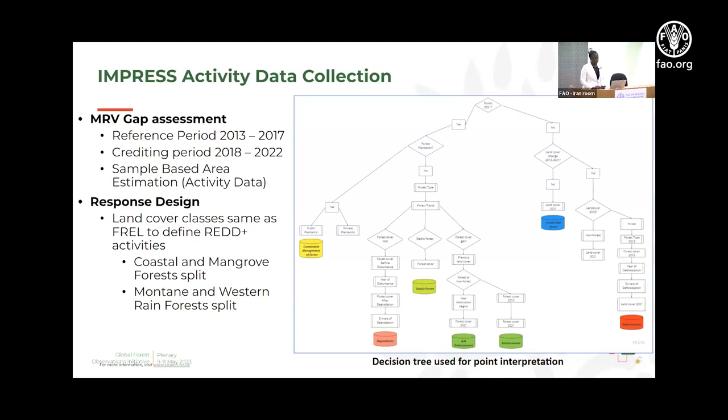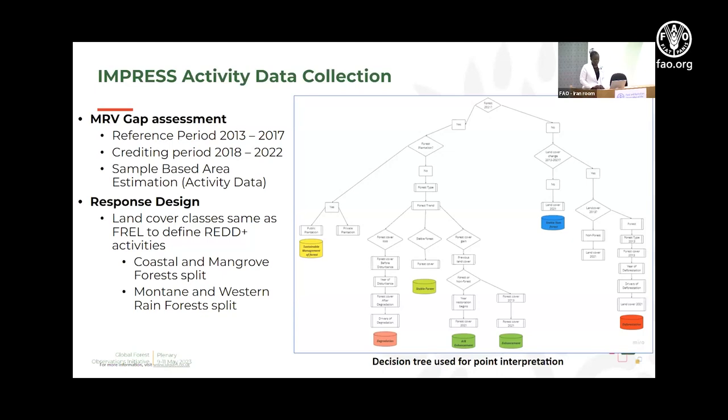And then under the response design, we maintained the land cover classes that we reported on the former FRL, but then there was also a recommendation by the technical assessment team that we needed to separate one of our forest strata, that is the coastal and mangrove that we had combined together. We needed to separate the coastal alone and the mangroves alone, because there was a feeling that the emission factors in these two different forests were different. Then again, we also separated another forest strata that we had combined, that's the montane and the western rain forest.